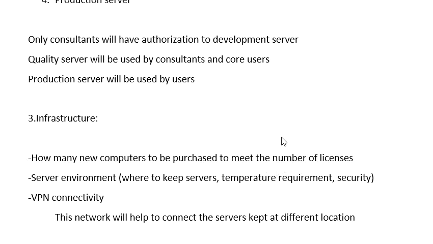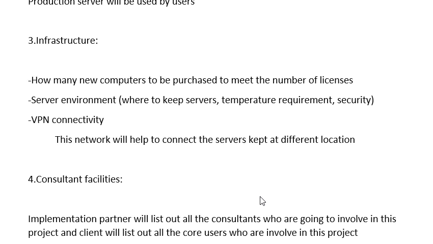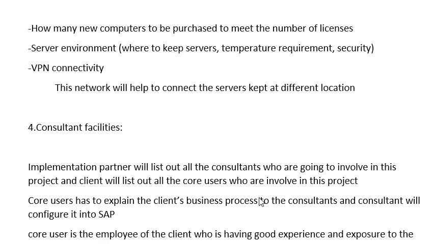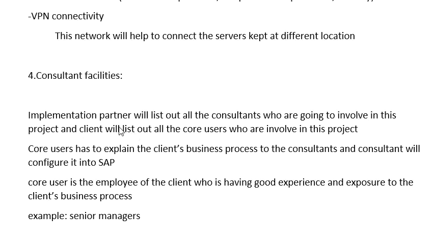Next is infrastructure. Infrastructure means how many new computers should be purchased to meet the license, and also the server environment, meaning where you keep the servers, with temperature requirements and security for the servers, and also VPN connectivity. VPN connectivity means this network helps to connect servers kept at different locations. The next step in project preparation is consultant facilities, such as accommodation and transportation for the consultants, etc.